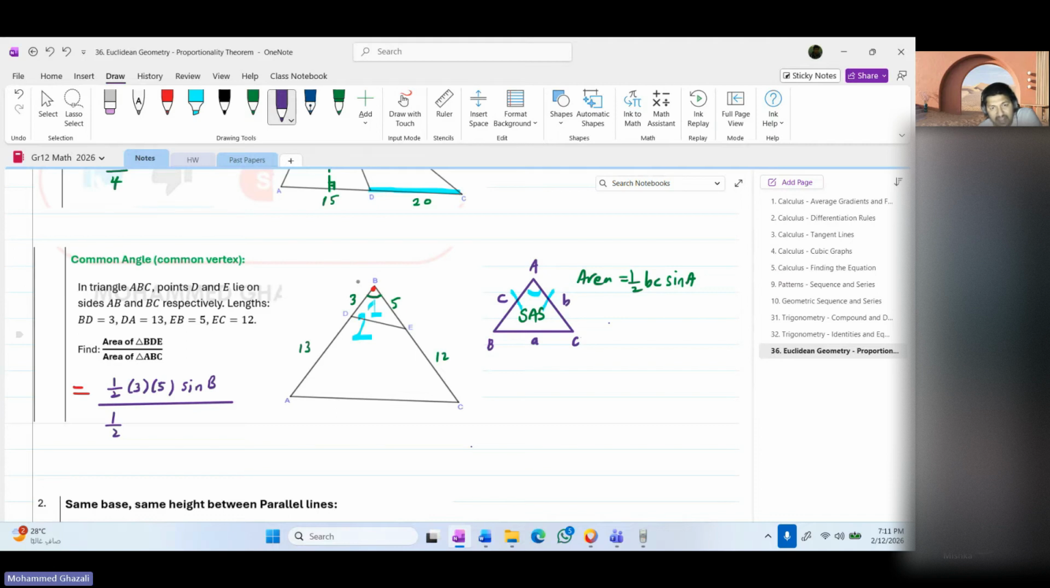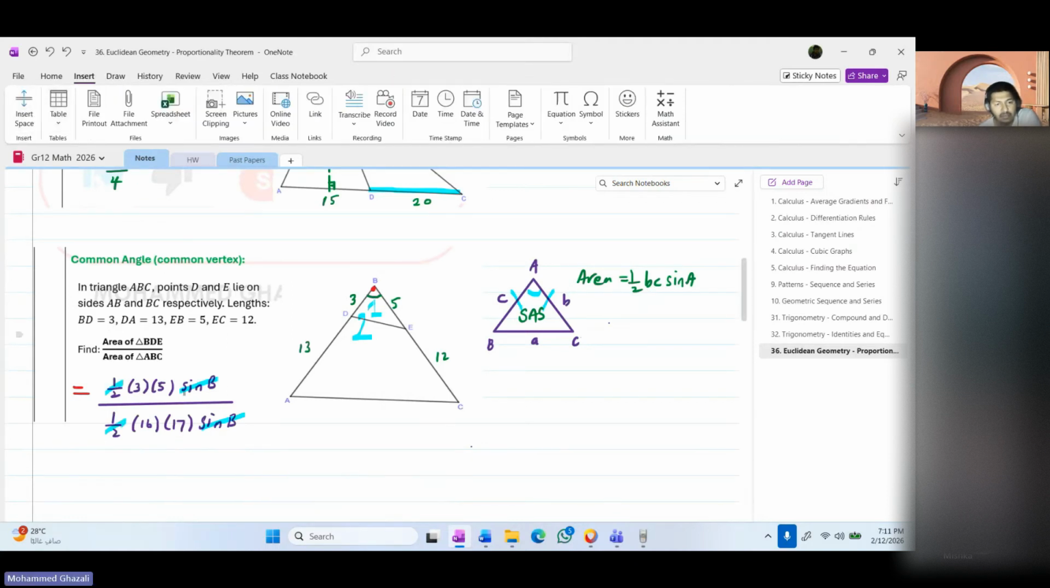ABC, all right? So what is AB? 3 plus 13, which is 16. Be careful, don't write 13 now. 13 is the length of AD. So 3 plus 13, and this is 5 plus 12, times sine of angle B. And guess what? Even over here, we have cancellation. Sine B cancels out. The halves cancel out, okay?